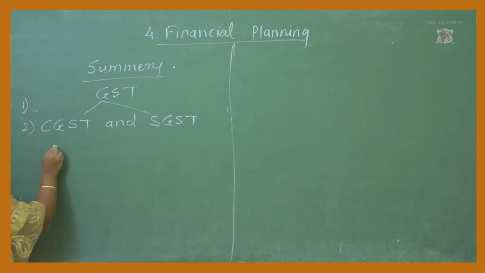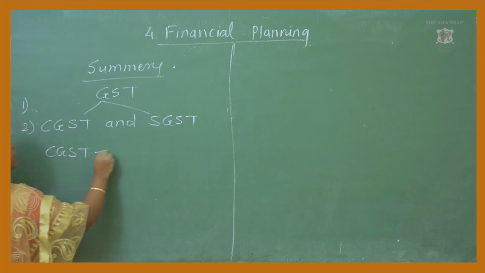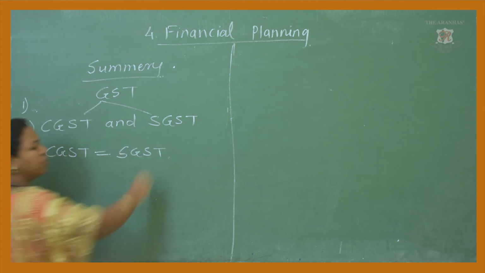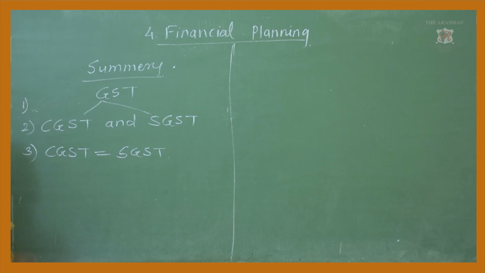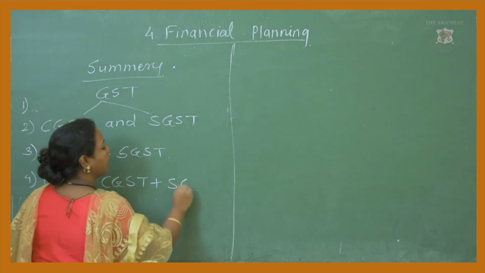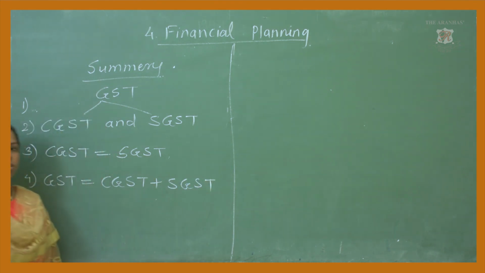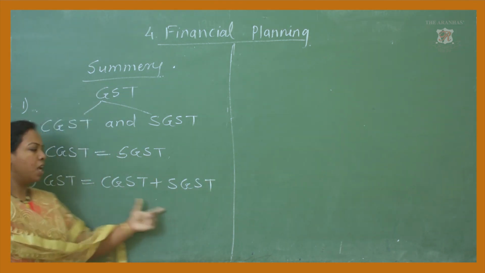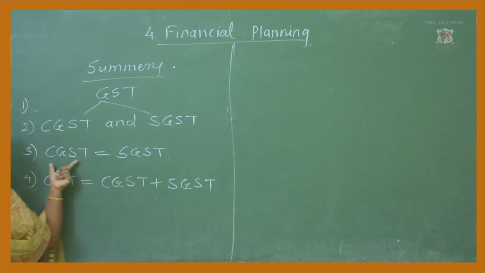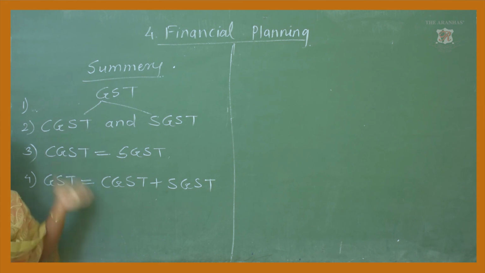Then CGST and SGST values are always equal. And the fourth one: GST is CGST plus SGST. So whenever we have these two values, we can calculate GST, and if we have one of these values, we can calculate the second one. And how to calculate that we also saw.